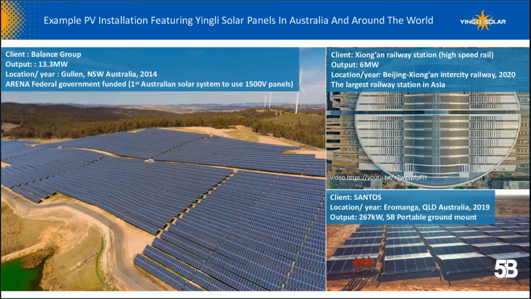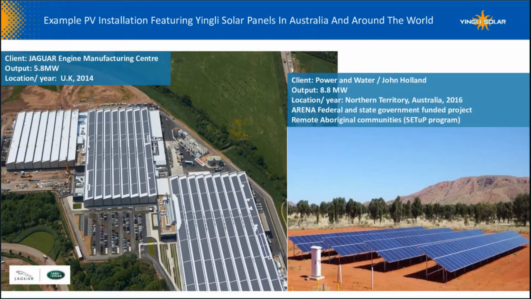Other examples shown here include the first large-scale combined wind and solar site in Australia. Another example, the 5B portable ground mount system, is a good example where we were required to test an alternative clamping zone. In the UK, we have supplied large rooftop commercial solar systems back in 2014 at the Jaguar Motor Manufacturing Centre. In the outback of Australia, we supplied 9 megawatts to a series of remote Aboriginal community sites, partially funded by local government back in 2016.